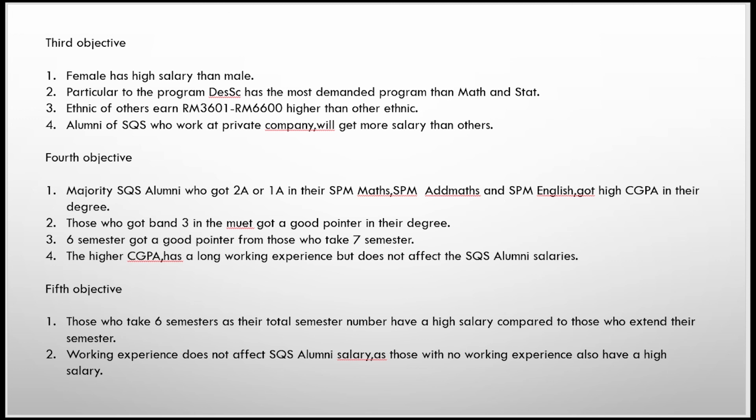Fourth objective: The majority of SQS alumni who got 2A or 1A in their SPM Maths, SPM Ed Maths and SPM English got high CGPA in their degree. Those who got band 3 in the MUED got a good pointer in their degree. Those who took 6 semesters get a good pointer compared to those who take 7 semesters. The highest CGPA has a long working experience but it does not affect the SQS alumni salaries.